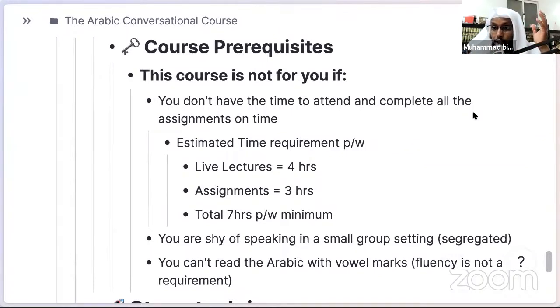Yes, classes are segregated, definitely. The workshops. Lectures are just like this. I explain things, but then we do the workshop segregated.